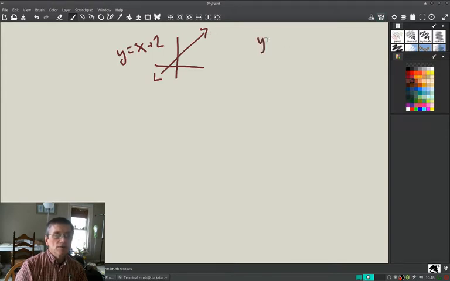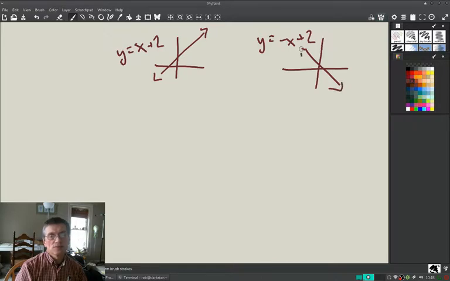I'm going to draw another line. You'll recognize this one too. Alright, so this one goes to infinity that way and minus infinity that way. If there's a negative sign out front, there's a negative slope, and it goes to infinity in the other direction. Great. Alright, let's talk about y equals x squared.